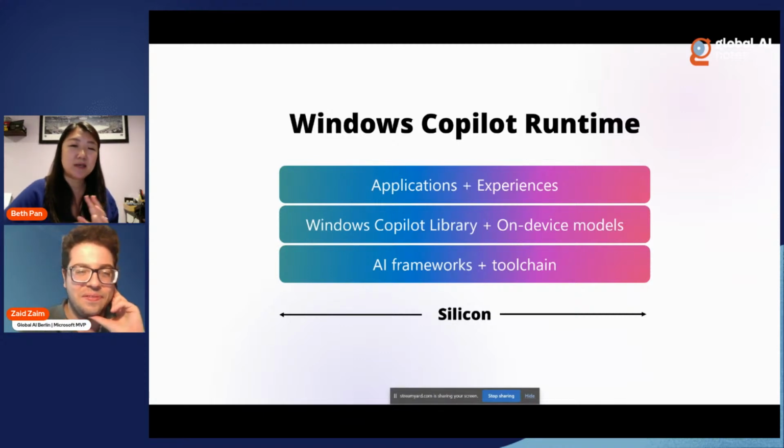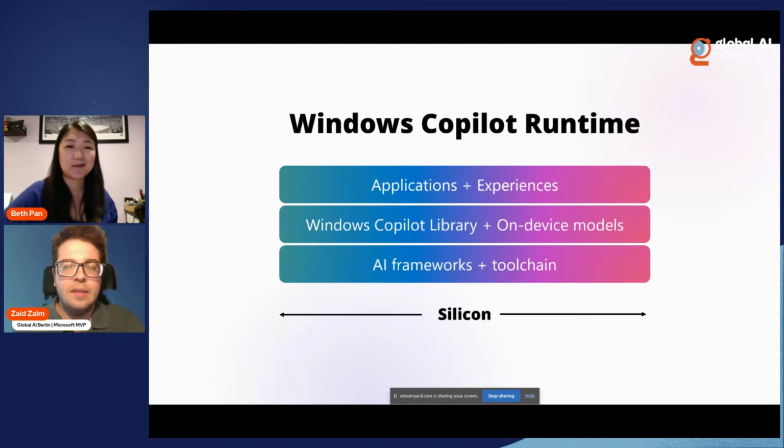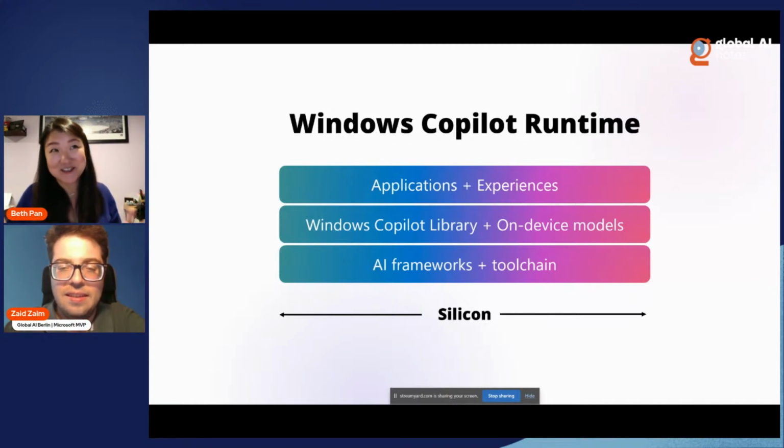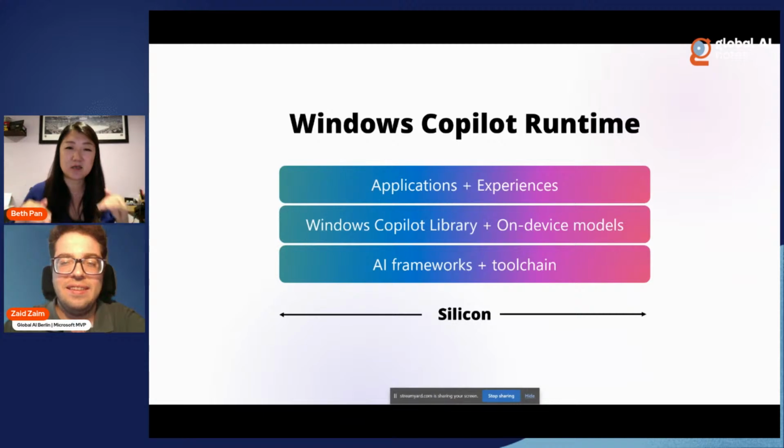So a lot of you might have heard of this term called Windows Copilot Runtime. I feel like it took me a long time to grasp what this actually means, because there are a lot of keywords in there. There's Windows, there's Copilot, and there's runtime. First of all, it represents all these three layers together on top of our silicon. From the very surface, the top layer is how users interact with applications and experiences. Like I said, I'm going to show you right after this slide how Copilot Plus PC enables some of these experiences out of the box.